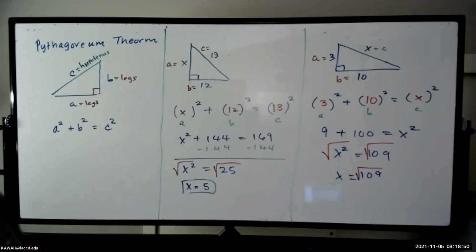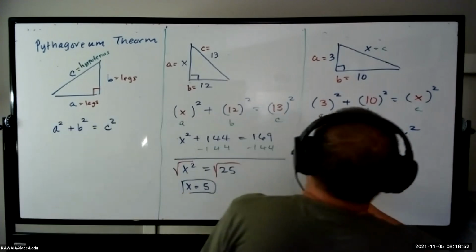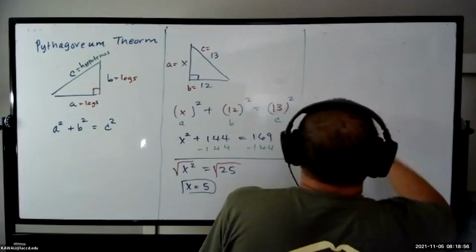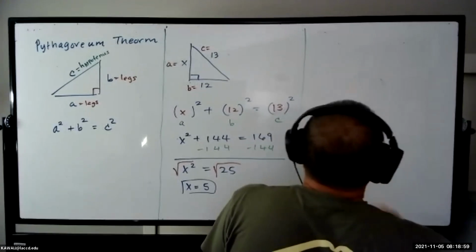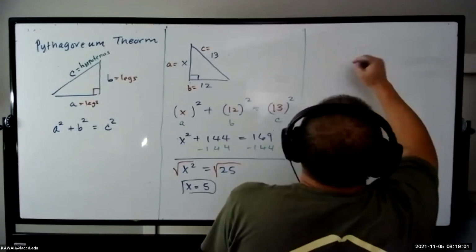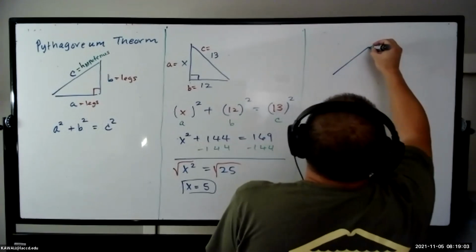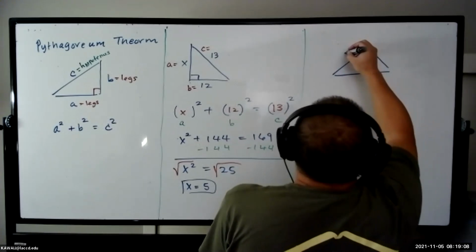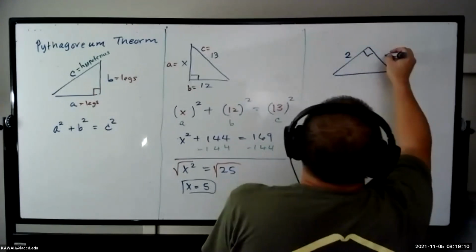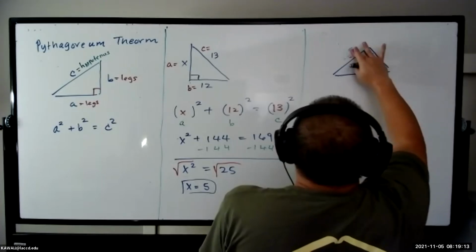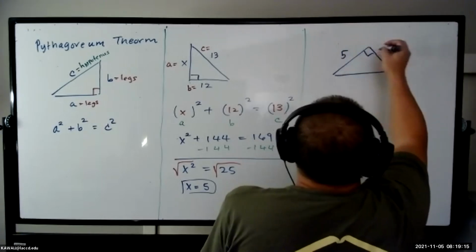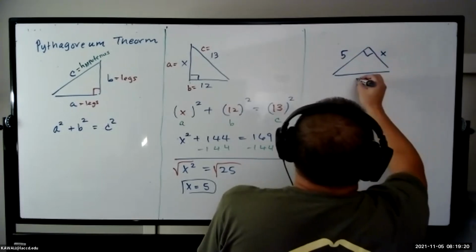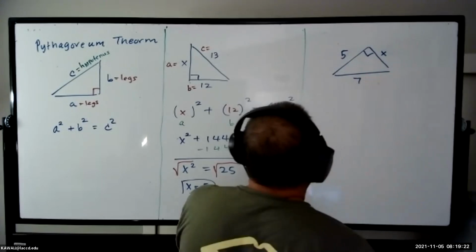So let's do one more like this, where we're missing the hypotenuse. I'm going to draw the triangle a little different this time. Let's do that one.